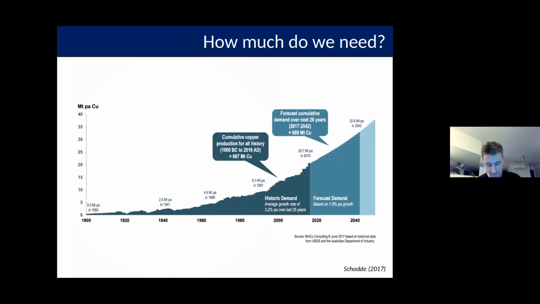So just to finish the motivation, obviously, as you would expect, there is very much increasing demand for a lot of these metals. This is an example showing you the historical usage of copper through time over the last century, and you can see it steadily increases as we approach modern day.